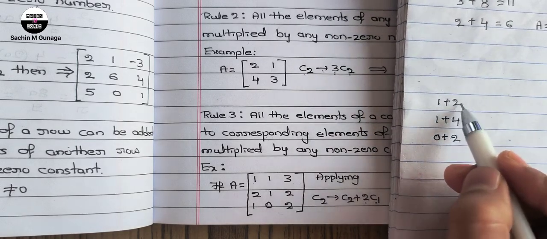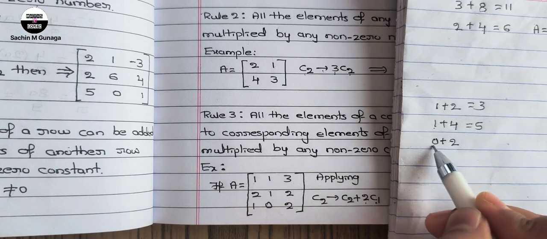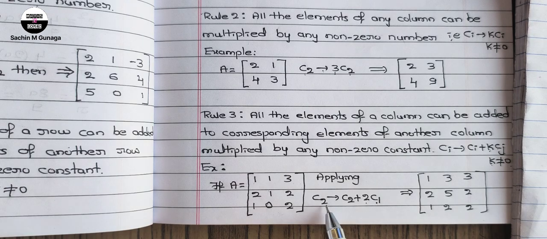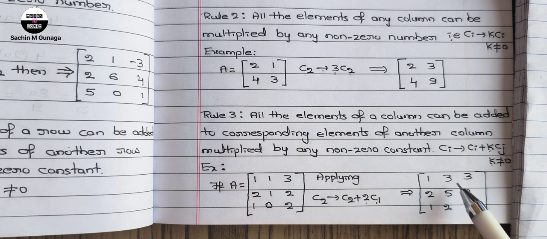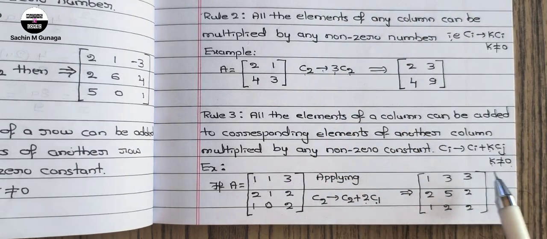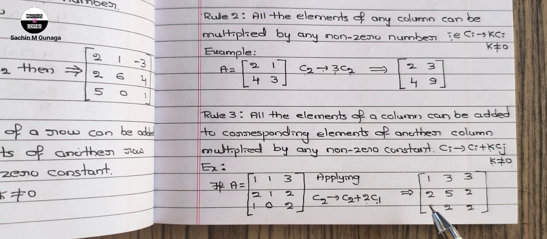Correct? Therefore 1 plus 2 becomes 3. 1 plus 4 becomes 5. 0 plus 2 becomes how much here? 2. Therefore we can see which column we are changing here? Second column, by applying the third rule. Therefore second column becomes 3 5 2. Correct? 3 5 2.